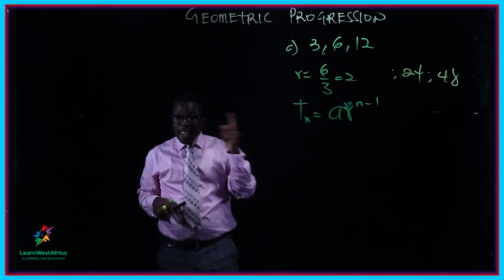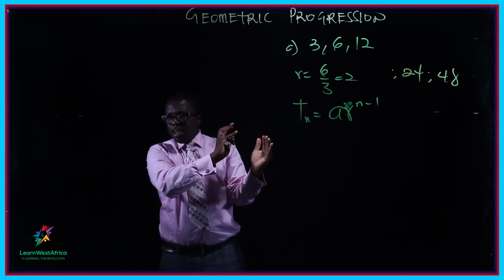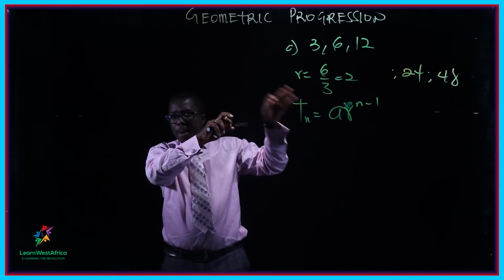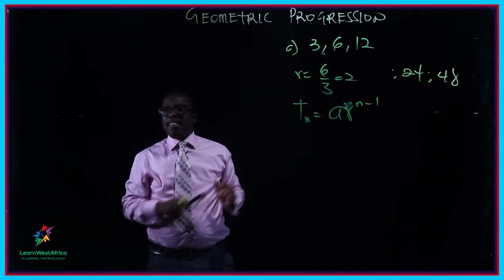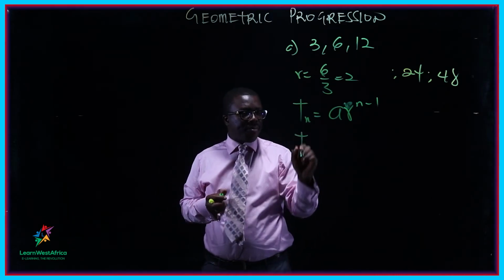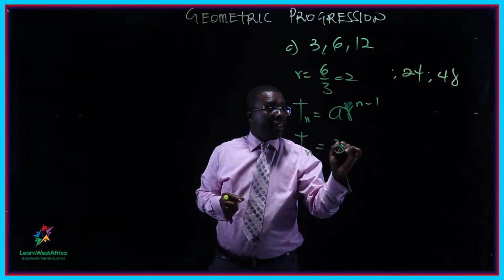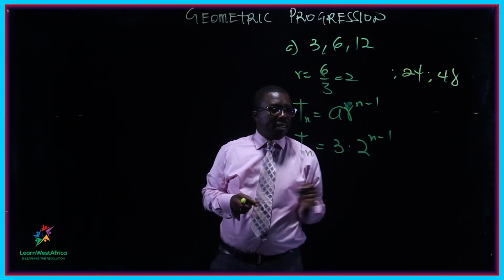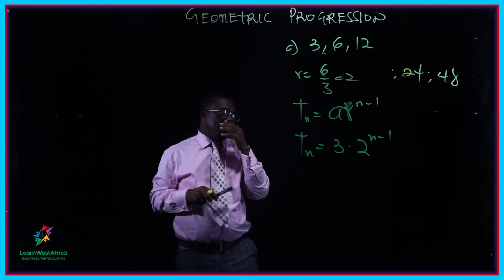The question says that we should find the nth term. We take the general form of a geometric progression and simplify by replacing the first term and the common ratio. So the nth term of a geometric progression, Tn, will be A, which is 3, times r, which is 2, so 2 to the power n minus 1. That is it.